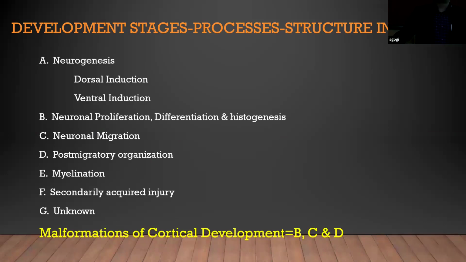So the approach we will be following today is that we will look at the developmental stage, the particular process involved in that stage, and the structures involved at that time. By a combination of these three, we would like to place and identify the malformation. We know that neurogenesis, the first part, is the formation of the neural tissue. Neurogenesis has two parts. The first 4 weeks are for dorsal induction, and the next 4 weeks are for ventral induction.